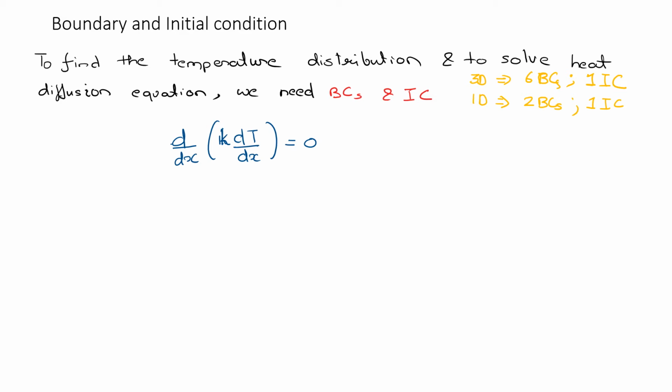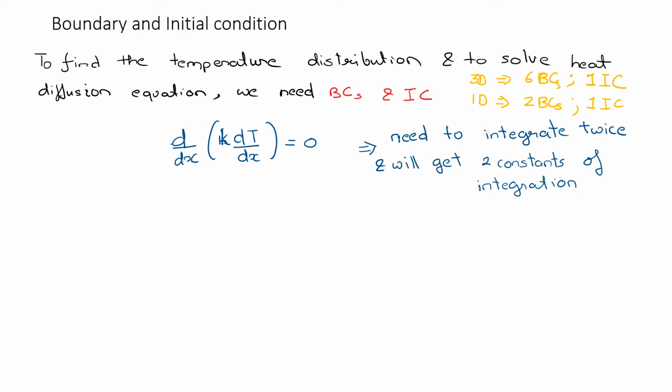So let's move forward to the boundary conditions. This is the equation that we want to solve. It's a second order differential equation, and to solve for temperature, we need to integrate this equation twice, right? On integrating this twice, we'll get two constants of integration. So to solve for those constants, we require two boundary conditions.